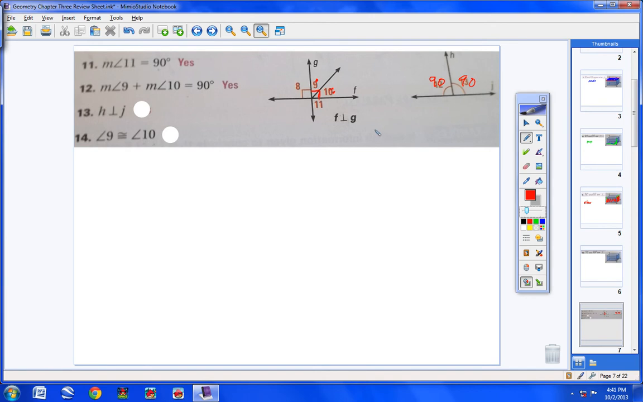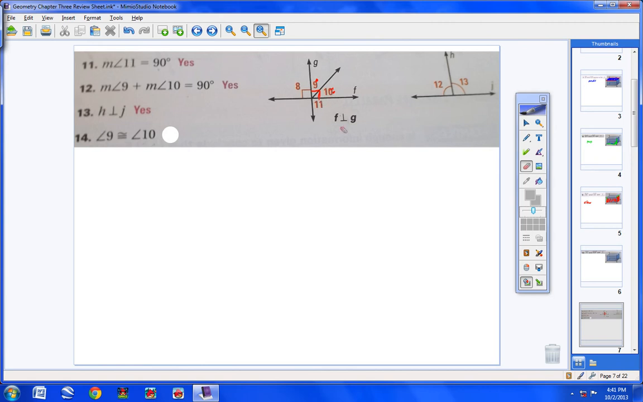80 and 80, well, that's 160. 85 and 85, well, that's 170. The only two angles you can put here that are the same and add up to 180, and believe me, they have to add up to 180 because we have a straight line here, are 90 and 90. So yes, we do know, because of these congruency symbols right here, because we know this angle here is congruent to this angle here, that H and J are perpendicular because we have 90-degree angles. And then number 14 says 9 is congruent to 10.